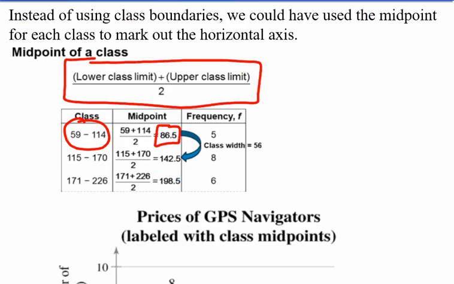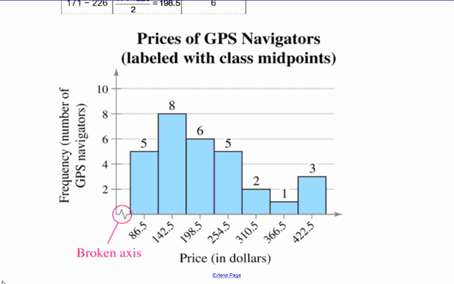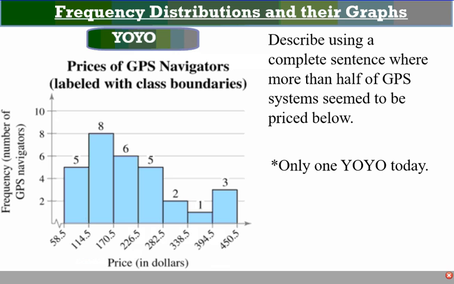With this picture though, you can then answer some questions. So I'm going to have you try. Look at the frequency histogram, the chart, this descriptive statistics, and use it to describe, using a complete sentence, where more than half of GPS systems seem to be priced below. So what value are more than half of them below? Take a second, pause it, see if you can figure it out. You're probably going to have to count up how many there are, and then come back to see how you did.